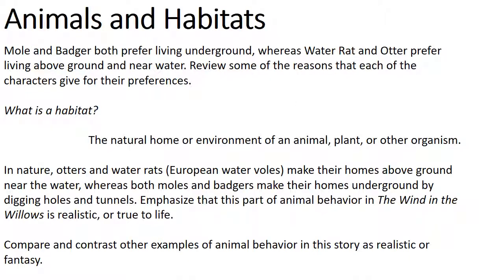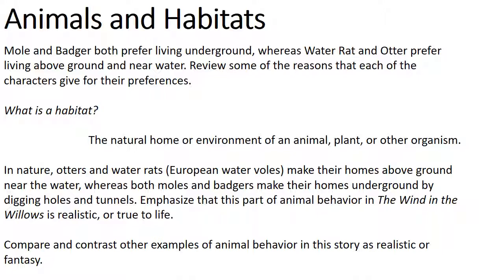Now, animals in their habitats. We're going to learn more about animals and habitats again in the next unit, but Mole and Badger both prefer to live underground. Water rats and otters prefer to live above ground near water. So the reason for their characters having this preference is their habitat. Their habitats are the natural homes or environments an animal, plant, or organism lives in. In nature, otters and water rats, or European water voles, make their homes above ground near water, whereas both moles and badgers make their homes underground by digging holes and tunnels.